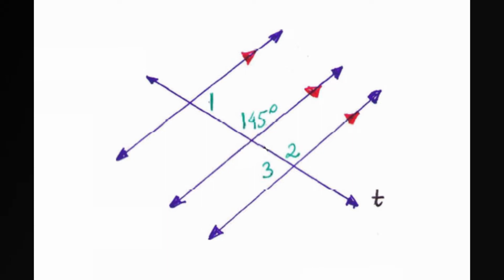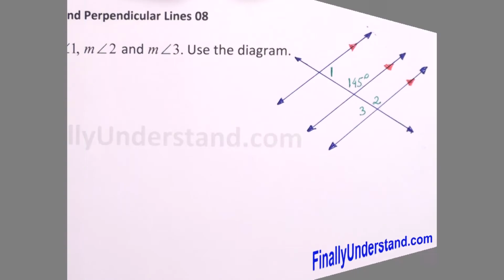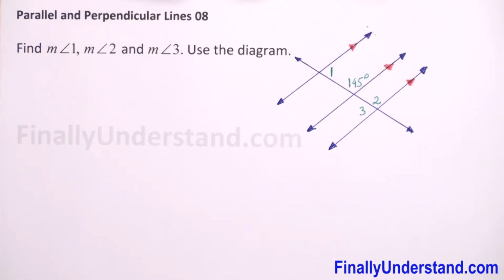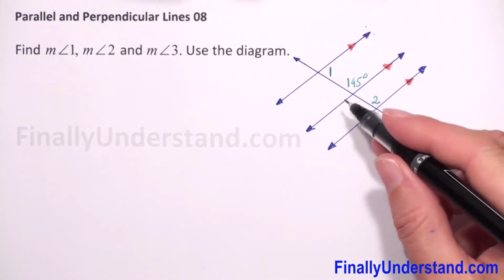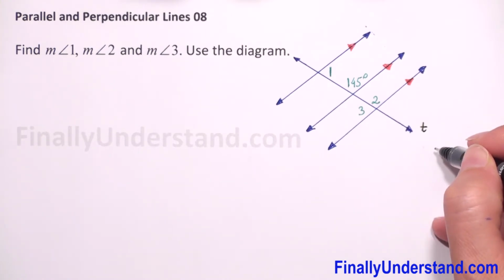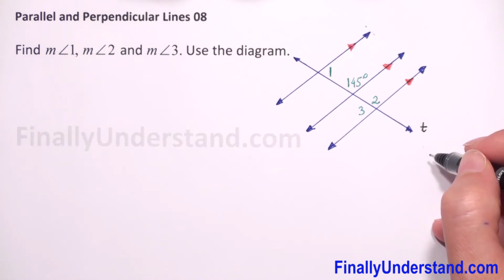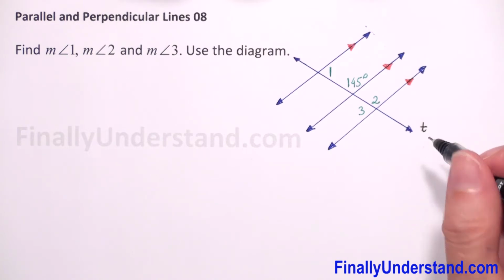We have a given diagram and we have to find the measure of angles 1, 2 and 3. We have 3 parallel lines which are cut by a transversal. Let's put that this is our transversal T. So it means that the pairs of consecutive interior angles are supplementary.